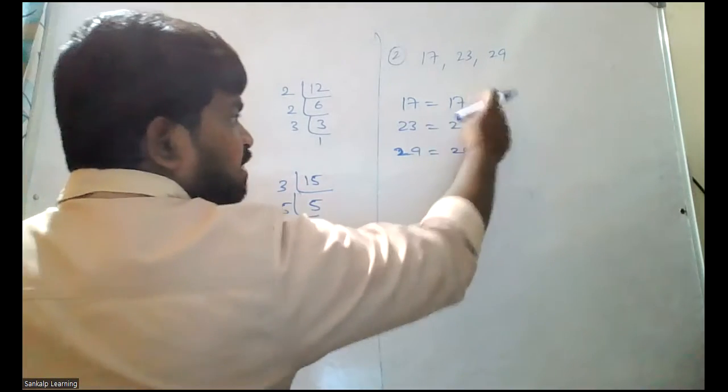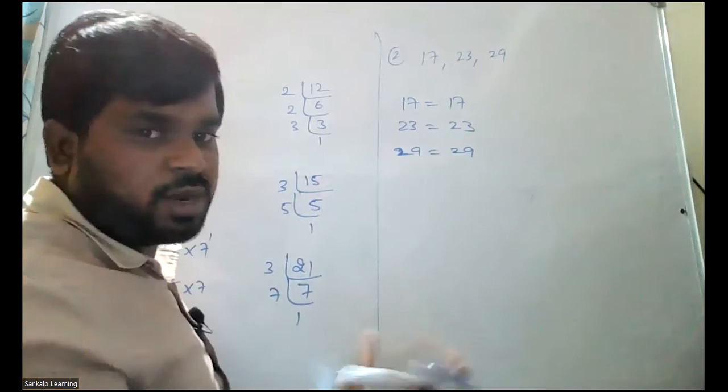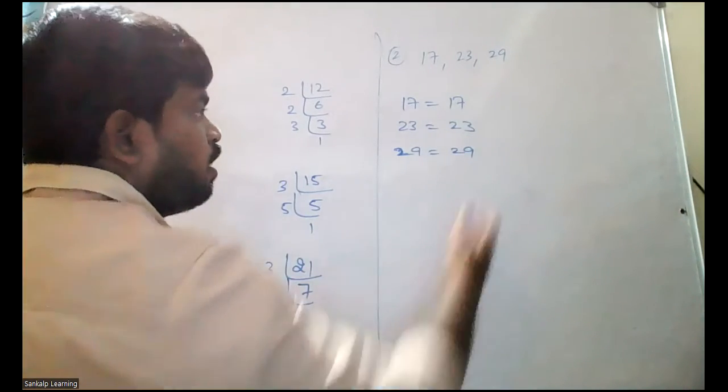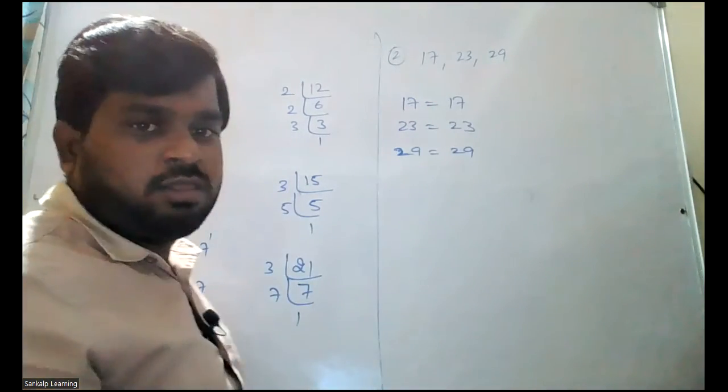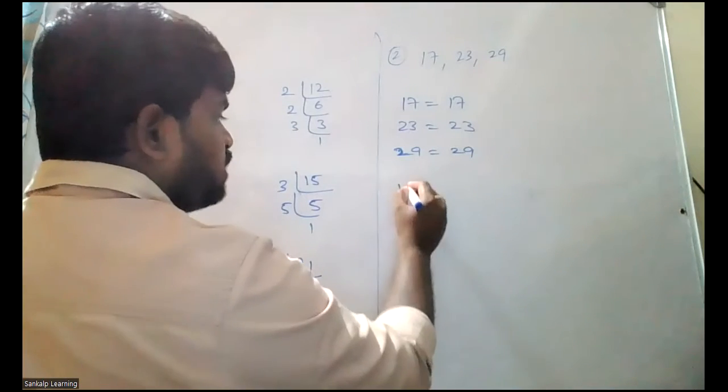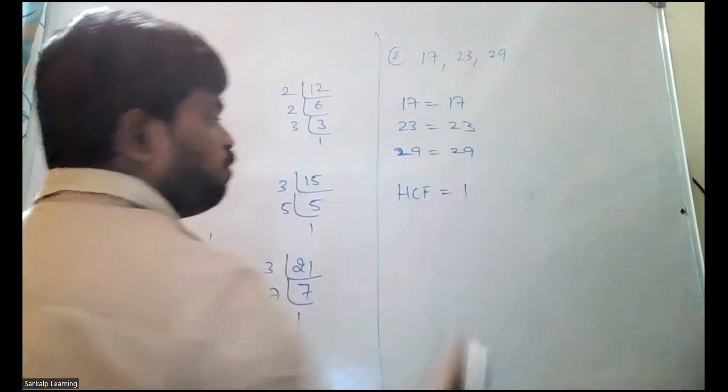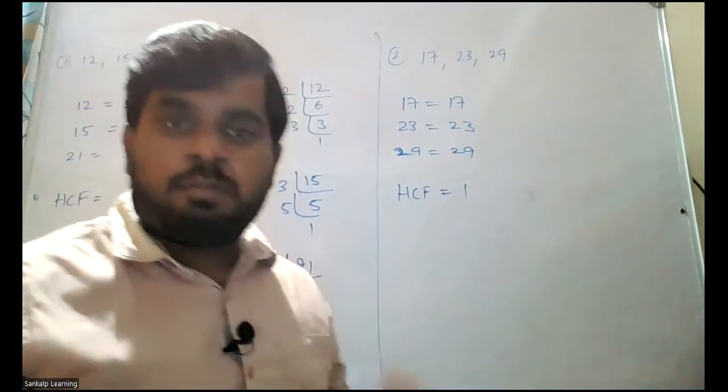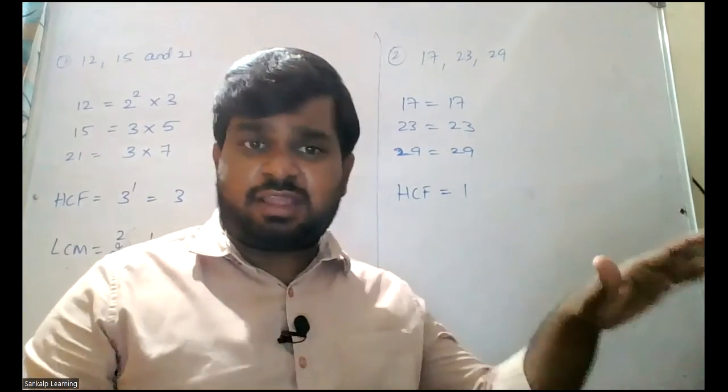There is no other way that you can represent them, right? Remember, you should not write 17 into 1, 23 into 1, because 1 is not a prime number. Okay. Now, what is common among these? There is nothing common. So if there is nothing common, then we take HCF to be 1. Why? Because 1 is the number that divides everything, right?